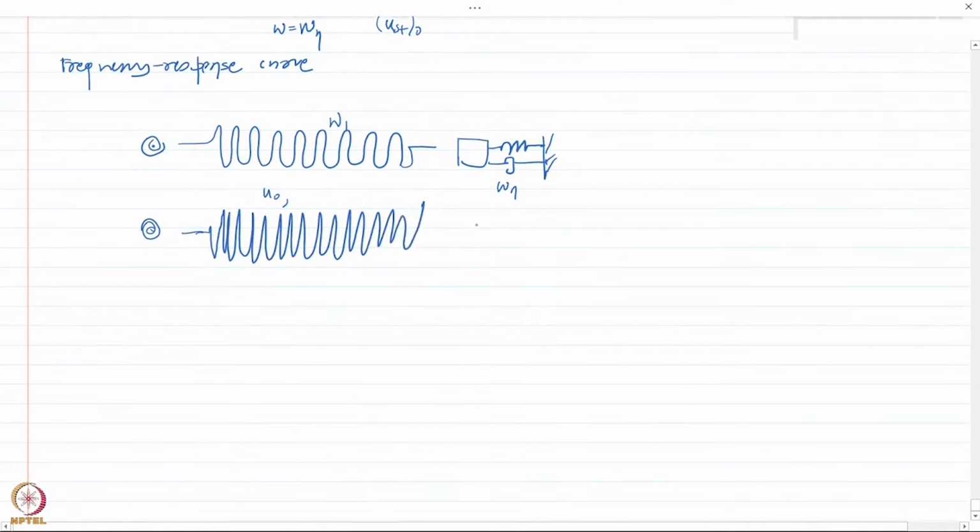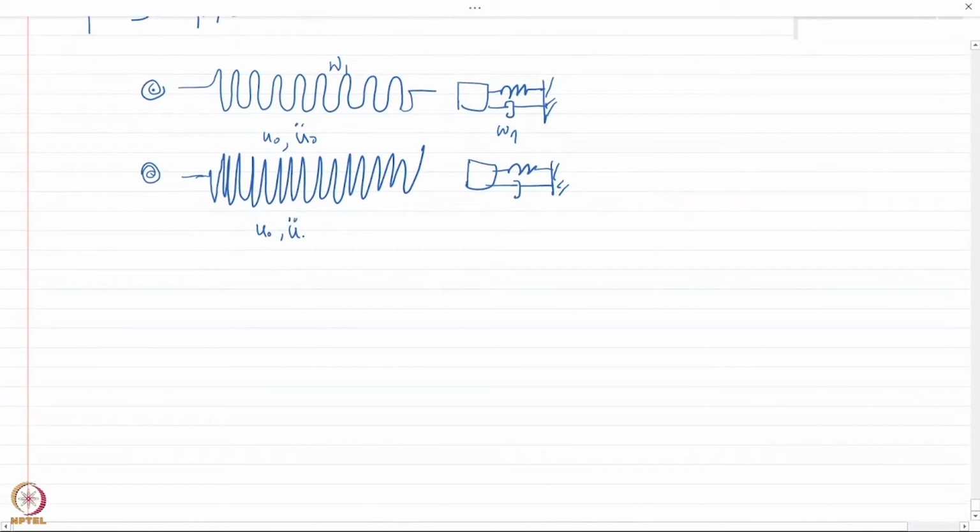Okay, and then again I do the same thing. I measure the peak response, either in terms of, let us say, displacement or acceleration. Usually, acceleration can easily be measured using an accelerometer in instrumentation, and in many cases finding out the displacement is a little bit difficult. So we actually measure the acceleration.